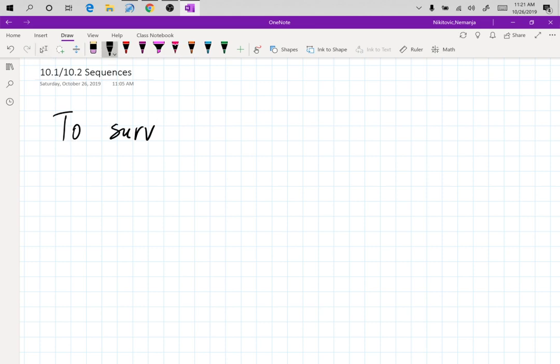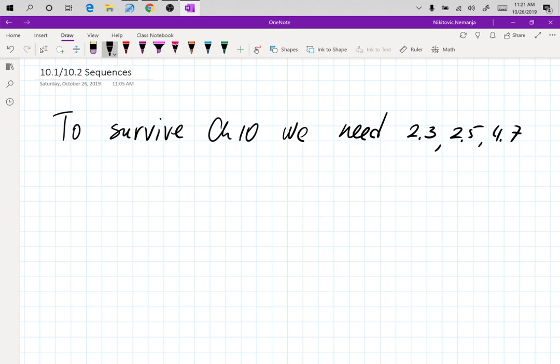to survive chapter 10, we need sections 2.3, 2.5, 4.7. All of these sections are in Calc 1, and all of them talk about limits. 2.3, basics of limits, calculations. 2.5, limits at infinity. All of our limits will be n goes to infinity. And 4.7 is L'Hopital's rule.